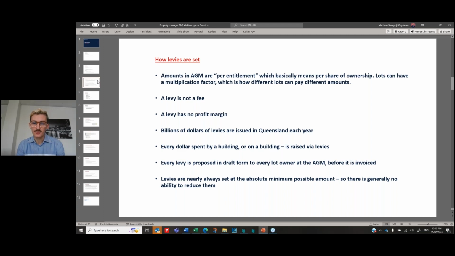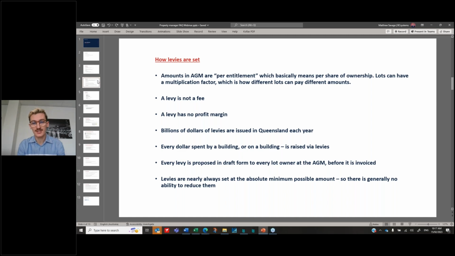Every levy is also proposed as a draft to every owner at every AGM before it's invoiced. I know a lot of owners don't participate in their AGMs. They don't vote, or they don't read the paperwork, but a levy is never imposed on an owner. It's always said to an owner, this is what the body corporate needs to spend. Do you agree, yes or no? And every levy that gets issued in an invoice form has been approved by that body corporate by a majority vote. That's important to know, because complaining about a levy is different to looking at it, understanding how it's been calculated, asking a question about it maybe, and then casting a vote.